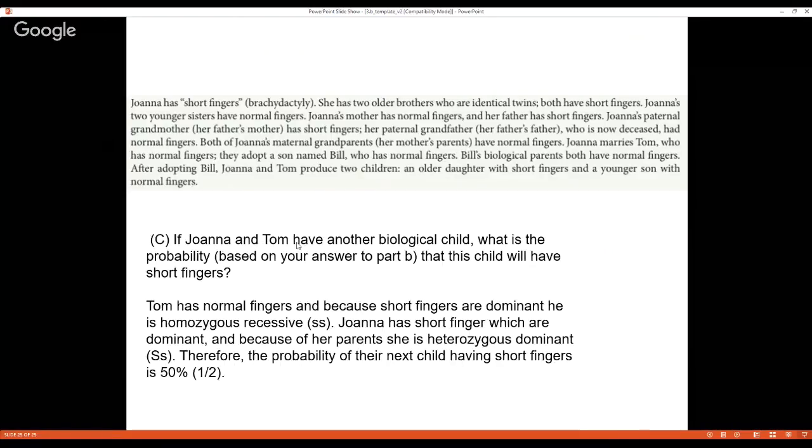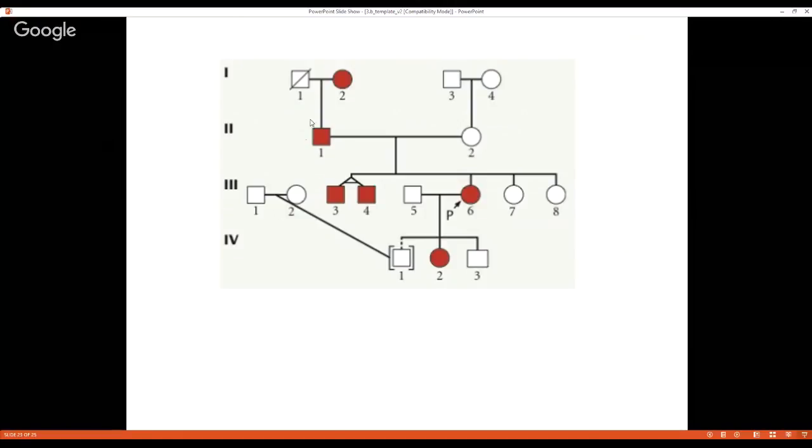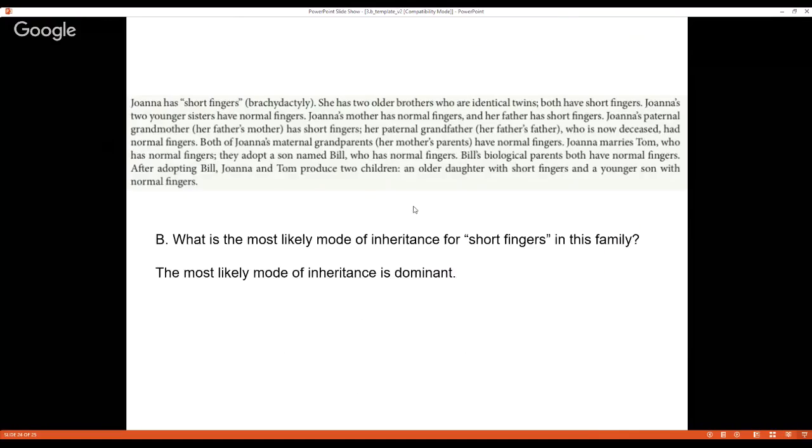And so if Joanna and Tom have another biological child, what is the probability, based on your answer to part B, that this child will have short fingers? Well, Tom has normal fingers, and because short fingers are dominant, he's homozygous recessive for that trait, so he doesn't have it and he isn't able to pass it on. And Joanna has short fingers, which are dominant, and because her parents are affected and non-affected, her dad is affected, her mom isn't, she's heterozygous for it.